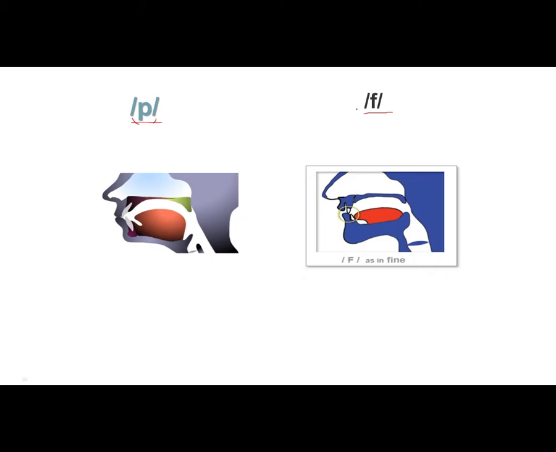But for F, f, f, f, notice that the lips are not closed, and that the top teeth go to the bottom lip. That's so we're creating some friction there. The f, f, f. If we don't put our teeth down, or if we close our lips, what sound gets made? P, p, p. It becomes a bilabial stop. So we have to make sure that we open our lip and put our teeth down.